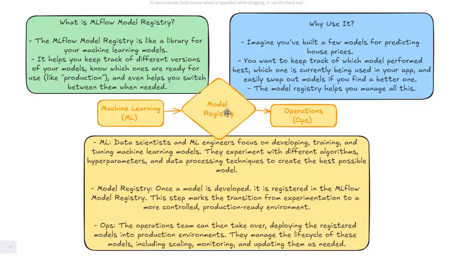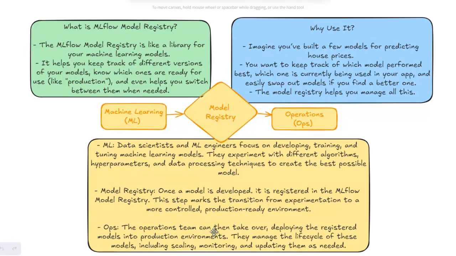Now let's discuss model registry. Once a model is developed, it is registered in the MLflow model registry. This step marks the transition from experimentation to a more controlled, production-ready environment. So you can see this is the midpoint. Next, operations. The operations team can then take over, deploying the registered model into production environments. They manage the lifecycle of these models, including scaling, monitoring, and updating them as needed.